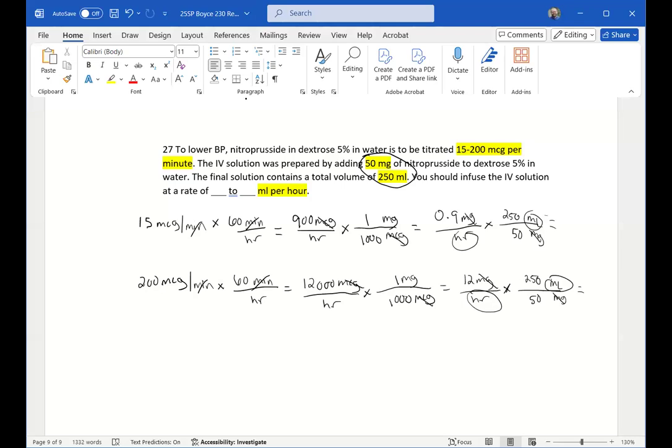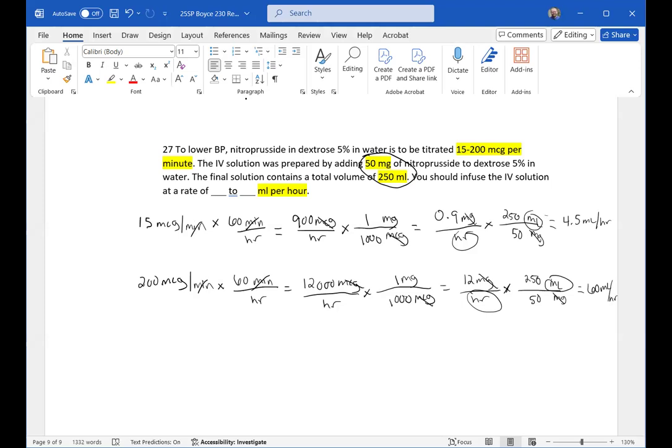So I'm going to take 0.9 times 250. That gives me 225 divided by 50, and I get 4.5. So on the low end, 4.5 ml per hour. What about the high end? 12 times 250, which is 3,000, divided by 50, which is 60 ml per hour.